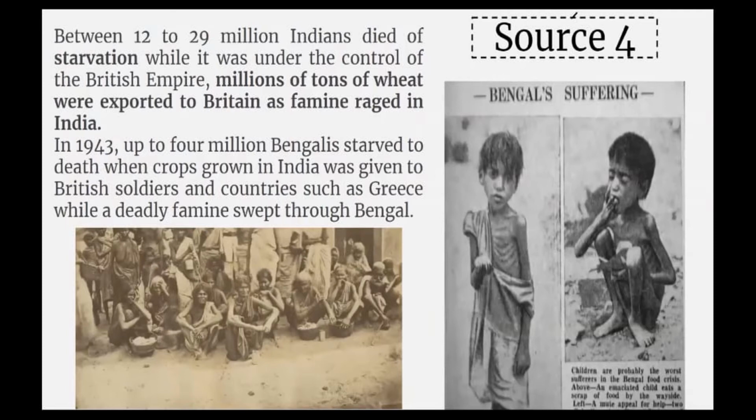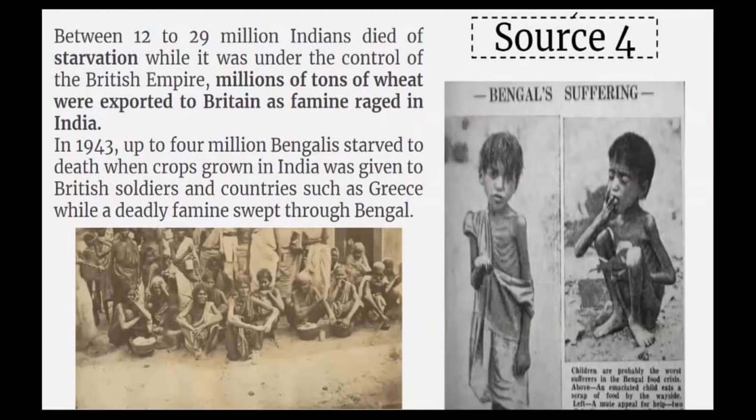While it was under the control of the British Empire, millions of tons of wheat were exported to Britain as famine reached in India. फैमिन का मतलब होता है सूखापन. तो जब सूखापन ज्यादा हो जाता था, ज्यादा खेती बाड़ी नहीं होती थी, तब भी ब्रिटिशर्स क्या करते थे, व्हीट, राइस, ये सब चीजें एक्सपोर्ट करते थे. So Indians, they don't get enough food, because of which many people died. On the right hand side you can see a picture from West Bengal, which shows the health of the people during that period.